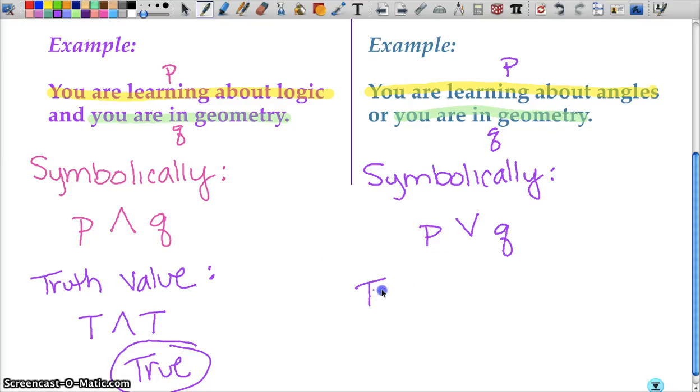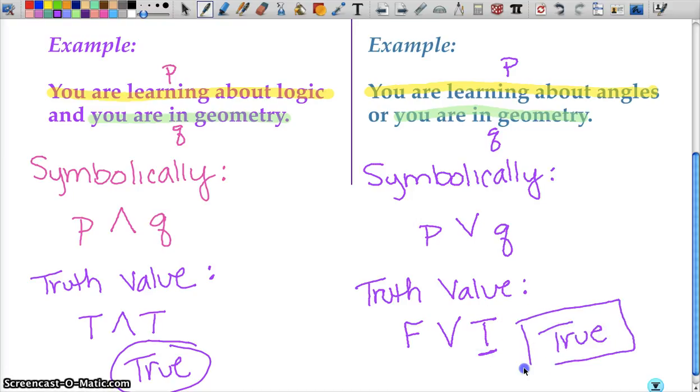And then we have truth value. Well, what we have here is P, you are learning about angles. Well, that's not true right now. We're not learning about angles right now. Then we have our or, and then we have you are in geometry. Well, that's true. So since it's an or statement, only one of them needs to be true. So our truth value is that our statement is true. And that's all there is to it.